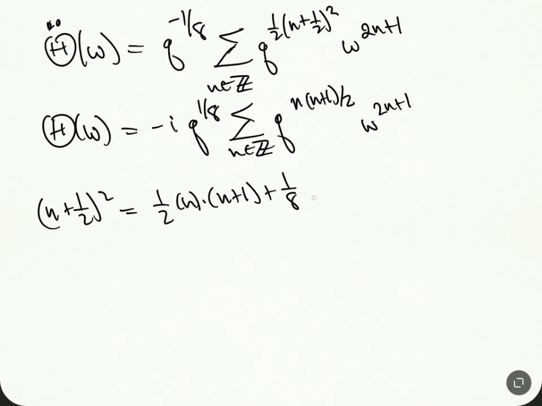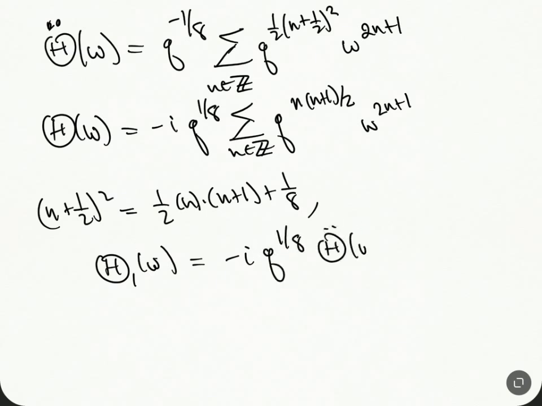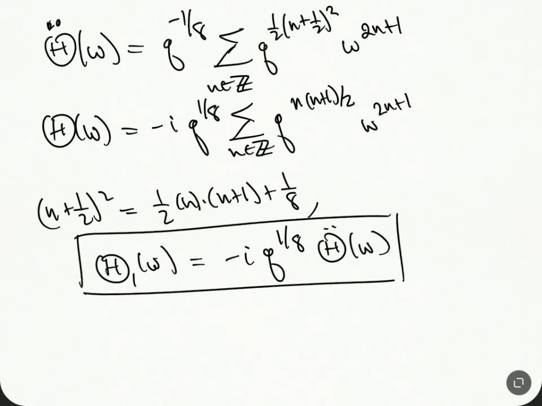Let me just write out the formula. It turns out that, using this, theta 1 of w is equal to negative i q to the 1/8 times theta of w, the normalized one. So there's this kind of fundamental relation between these two things. All right, that's nice. This is going to give us a nice formula for Mochizuki's theta function, the normalized Jacobi theta function, and this one's also going to be integral.